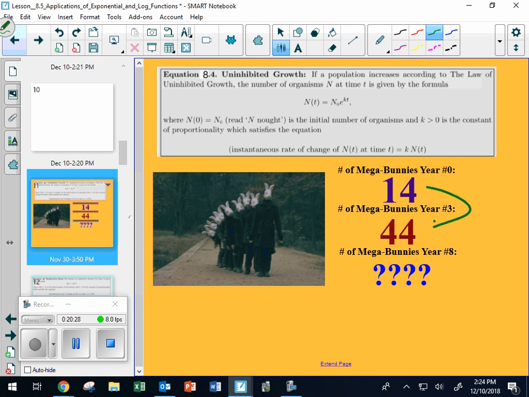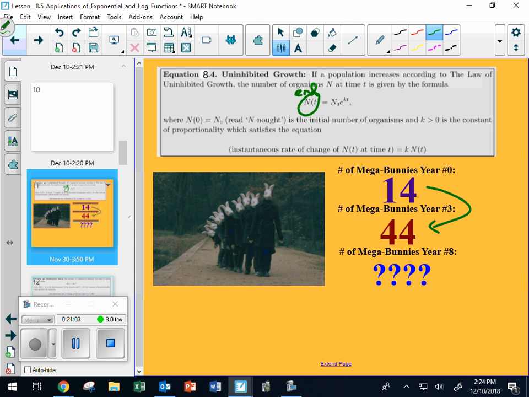So if 14 goes up to 44 over 3 years, that sounds like exponential growth to me. So let me show you how you could make an equation out of this. This is your equation, and don't let N of t fool you. It's a lot like f of x, which is a lot like just y. That's just a variable in front. And I want you to write "end" above it, because that's your ending value. Hint, in this case, 44 bunnies at the end of the experiment.